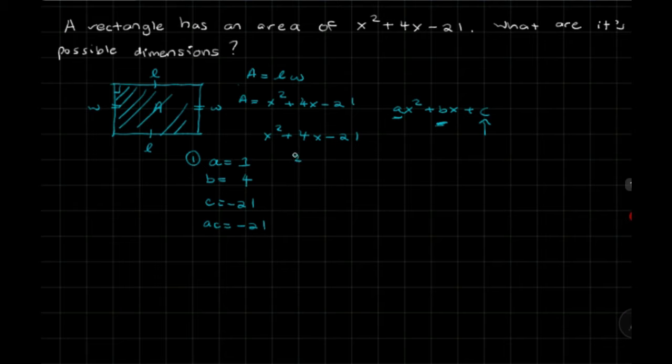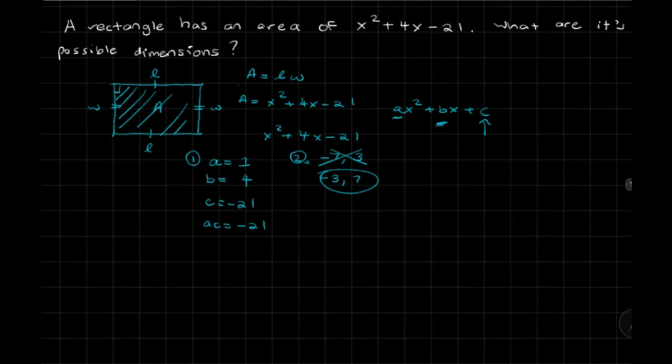Now you want to find two numbers that add up to b, that add up to 4, that multiply to negative 21. So for two numbers that multiply to negative 21, you could try negative 7 and positive 3, or negative 3 and positive 7. But out of these two options, only one of them adds up to positive 4, and it's going to be negative 3 and 7.